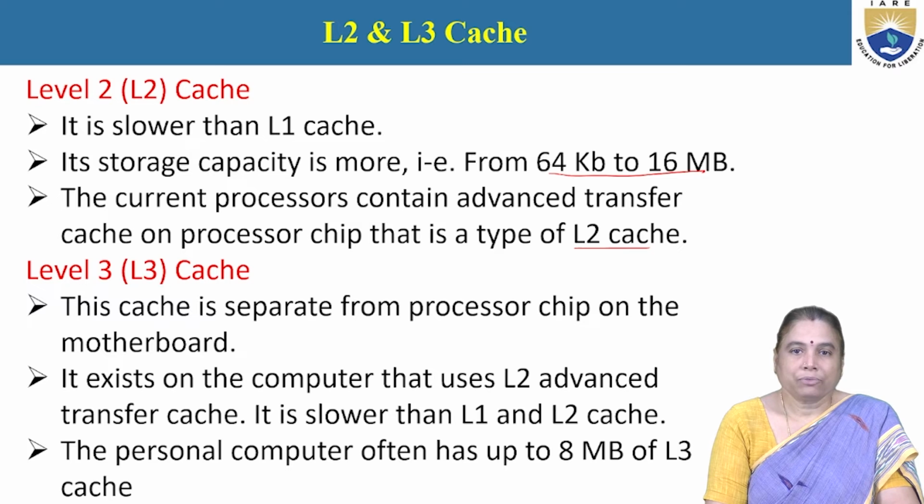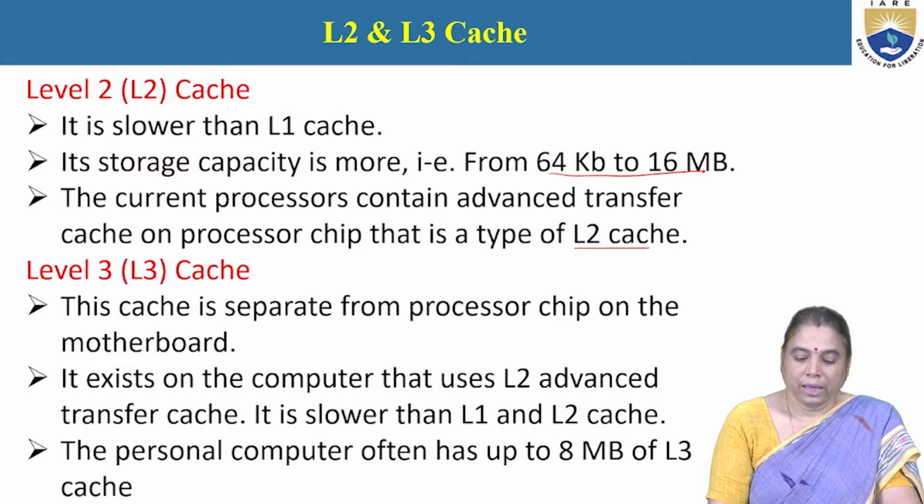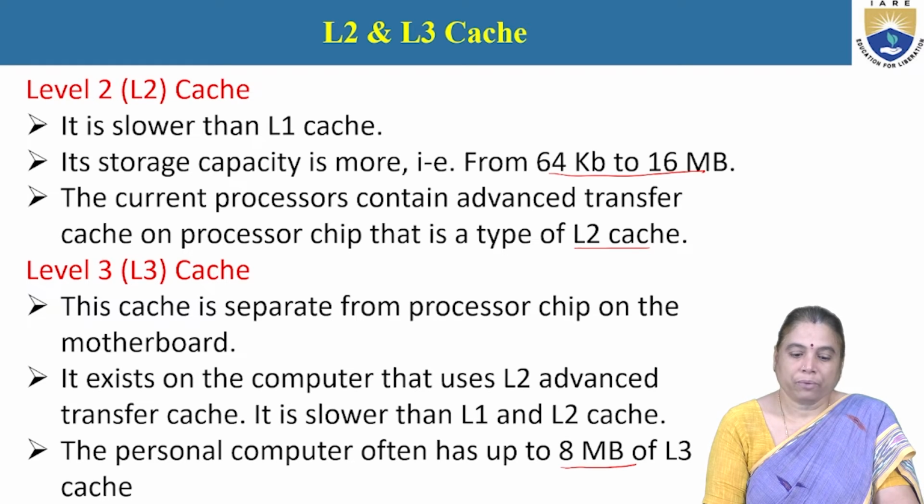The next level of cache is L3 cache. This cache is separate from the processor chip, on the motherboard. It exists on computers that use L2 advanced transfer cache. It is slower than L1 and L2. In personal computers, the L3 cache generally has up to 8 MB of storage capacity. So like this, the three levels of cache can be accomplished.